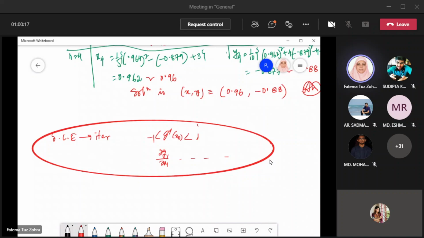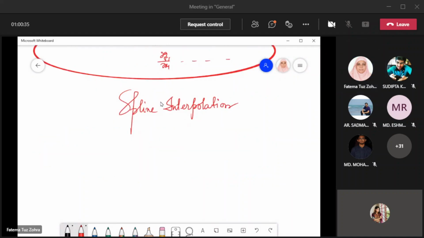So our next topic is spline interpolation. Spline interpolation. So what is the meaning of spline?